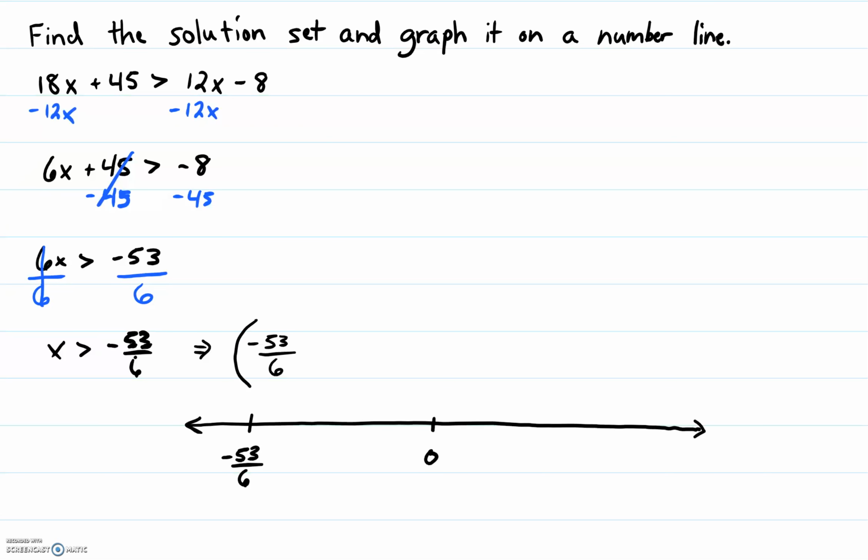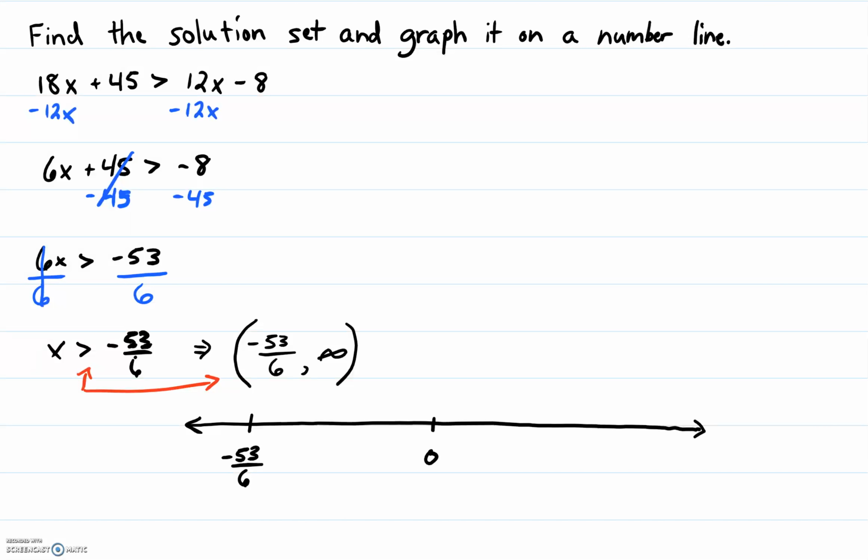And the reason for that parenthesis is because we do not have the equal to bar underneath the greater than. So anytime you don't have that equal to bar, you do a parenthesis. If you did have the equal to bar, then you would put a bracket. So we want all the numbers that are bigger than negative 53 over 6, so everything from negative 53 over 6 all the way toward positive infinity. And so that's going to be our answer in interval notation.